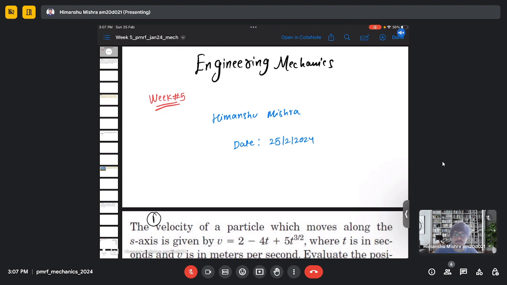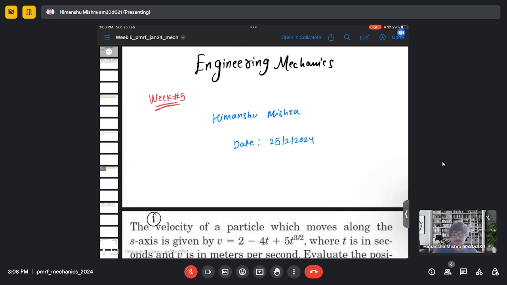So this week we are going to start with kinematics, and we will be solving questions. For this tutorial, we will be solving questions which are related to finding the velocity, acceleration, and distance without the need to acknowledge the force.